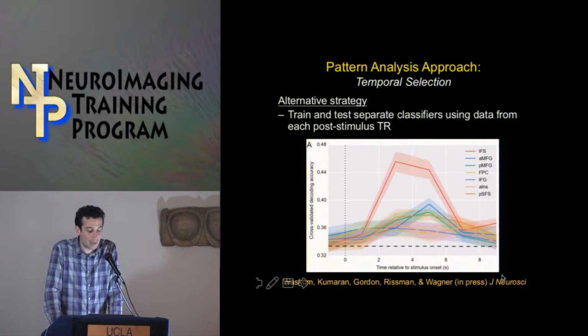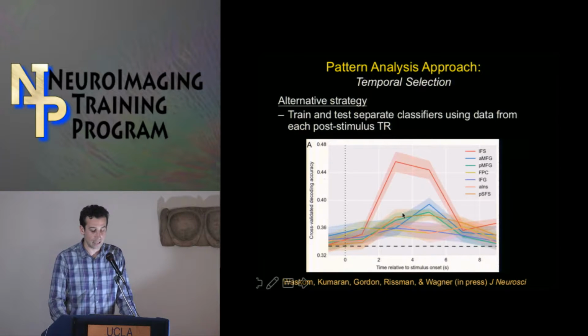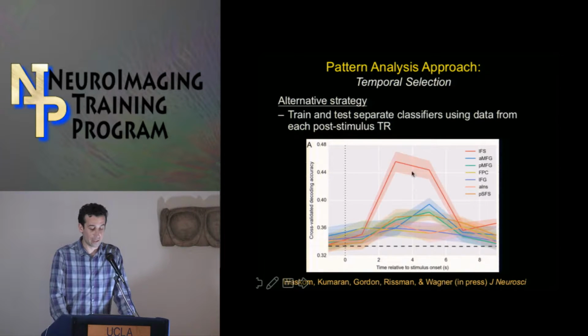So you train and test separate classifiers using data from each post-stimulus TR, and you can compare different regions. You can see that this region of inferior frontal sulcus did really well at the third, well, this is in seconds here, 3 seconds relative to stimulus onset. And other regions did well later.